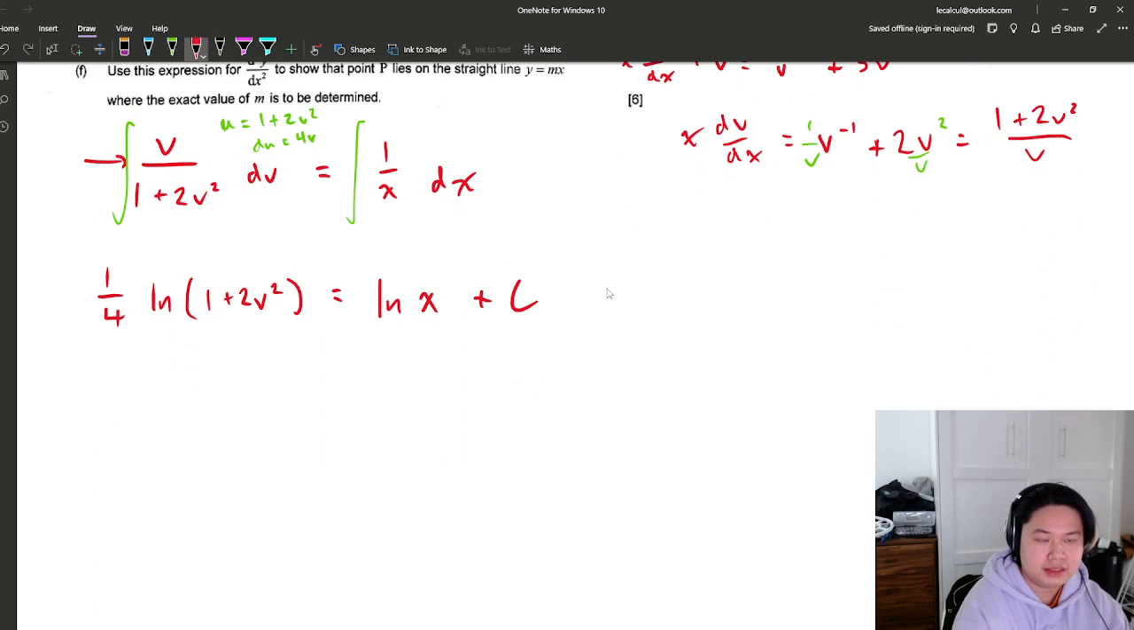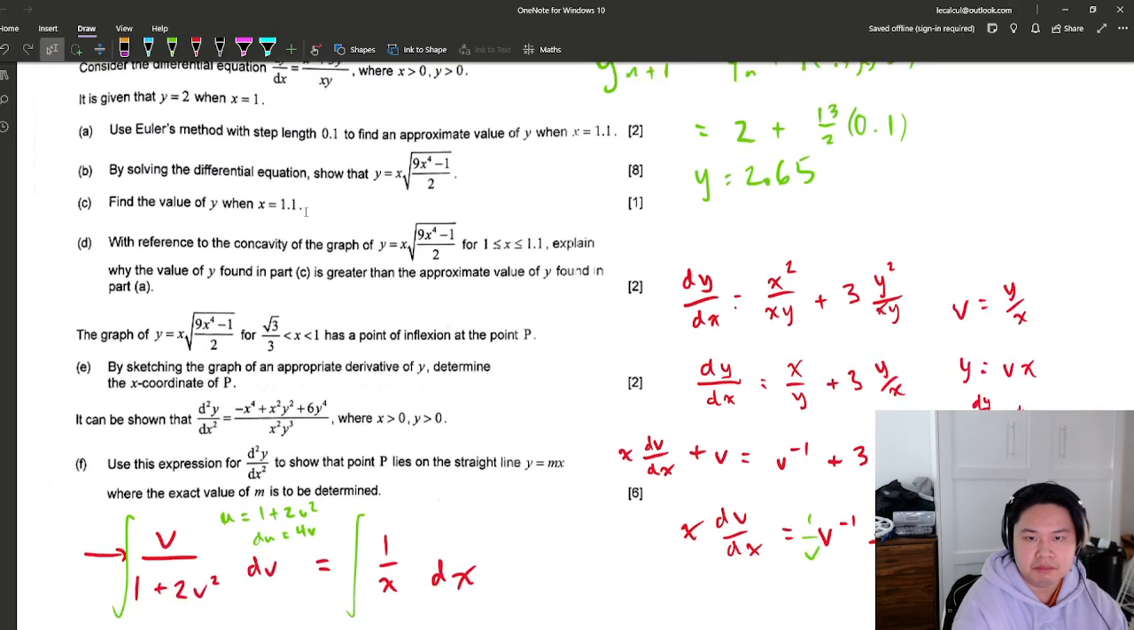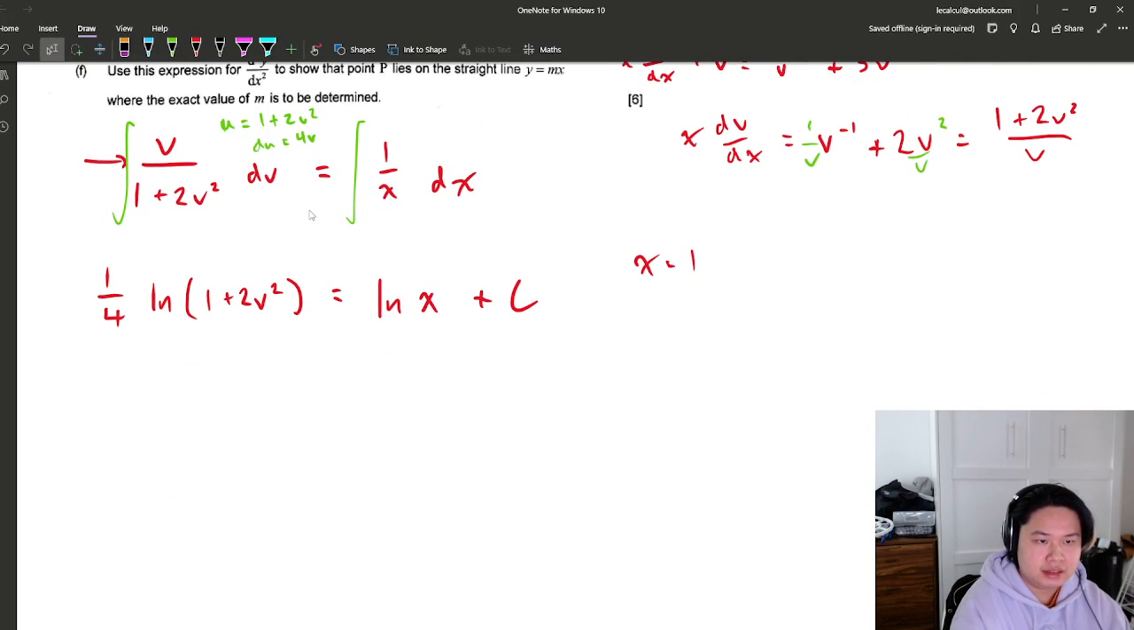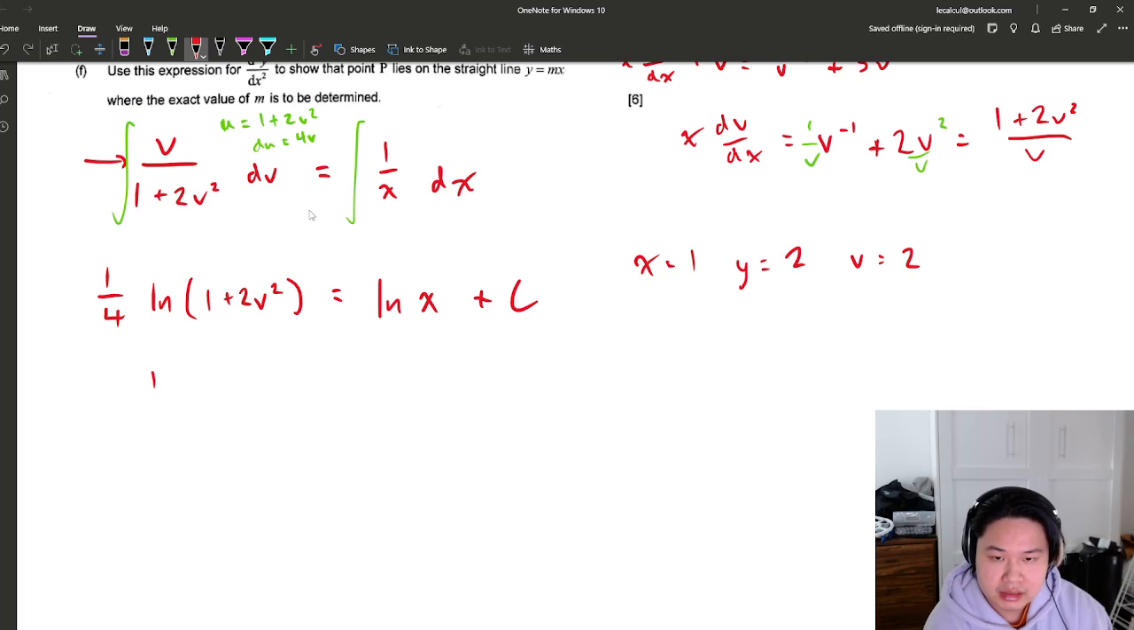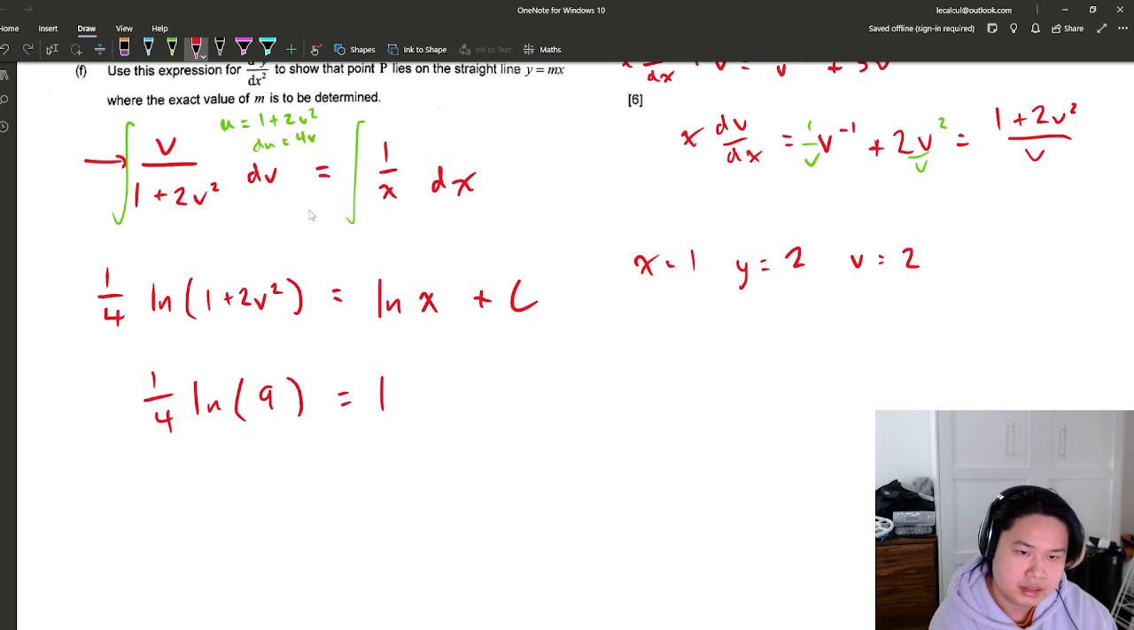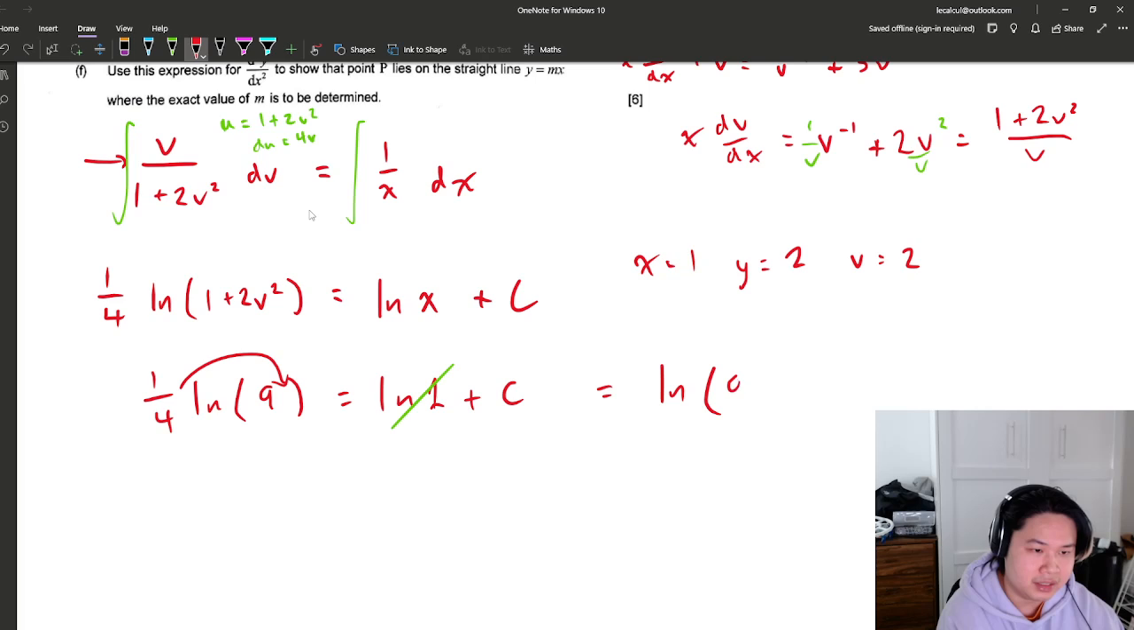And then you find out what c is. So do I have initial conditions? I did, right? This one? So x is 1, y is 2, which also means that v, which is y over x, is 2. So now I got 1 over 4 natural log of 1 plus 2 squared, natural log of 9, plus c. Okay. This is 0. So c, and then I'll just make this look nicer. I'll use log laws to do that. So c is the natural log of the 4th root of 9.